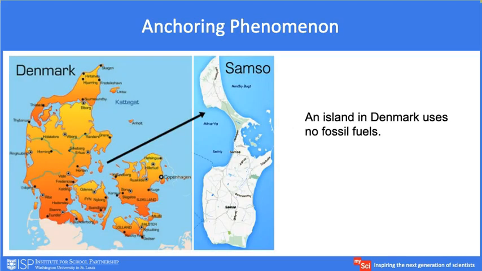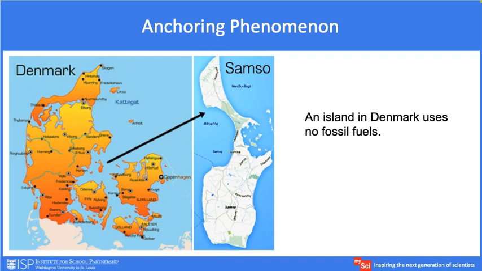In this unit, students try to figure out how an island in Denmark functions without fossil fuels as an energy source. The anchoring phenomenon used to connect students to the science content is the story of an island in Denmark called Samsø. This island, home to about 4,000 people, does not use any coal, oil, or gasoline to power homes and other buildings on the island.